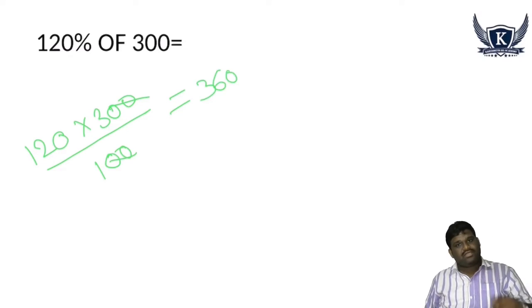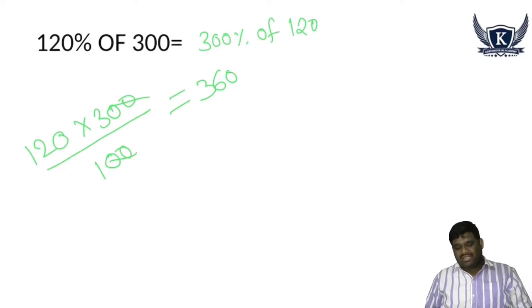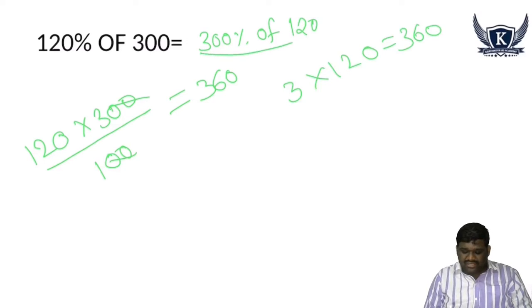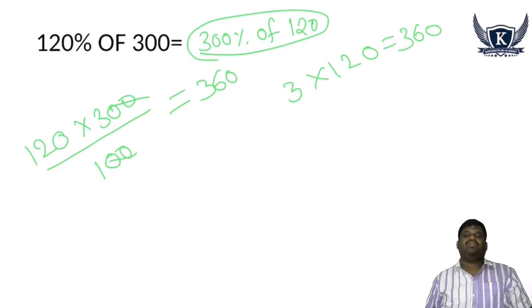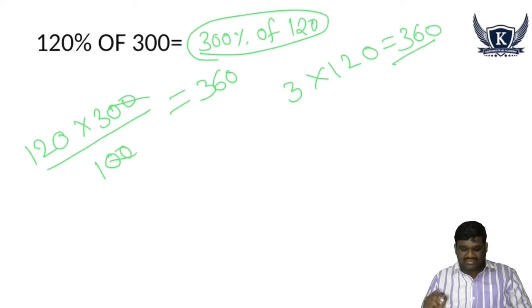If you are clear with the above discussion, x% of y is nothing but y% of x. So I can change this as 300% of 120. As you know, 100% is 1, 300% will be 3. So directly your answer will be 3 into 120 is 360. If you practice well, this will be calculated in your mind. 120% of 300 is nothing but 300% of 120. So 3 into 120 is 360.